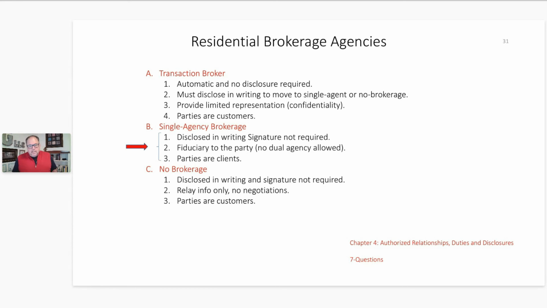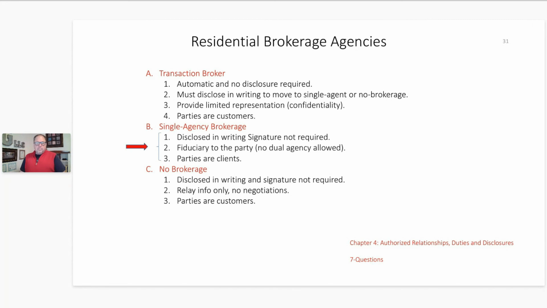Now, if you wanted to go from transaction broker to no brokerage, you would have to disclose that in writing. Again, I'm going from customer and I'm still maintaining a customer relation. So you're automatically a transaction broker. To actually go to a single agent or go to no brokerage, you must disclose in writing. Those are the forms you've got to give out. No dual agency is allowed as long as you're a single agent, or in a single agent relationship.